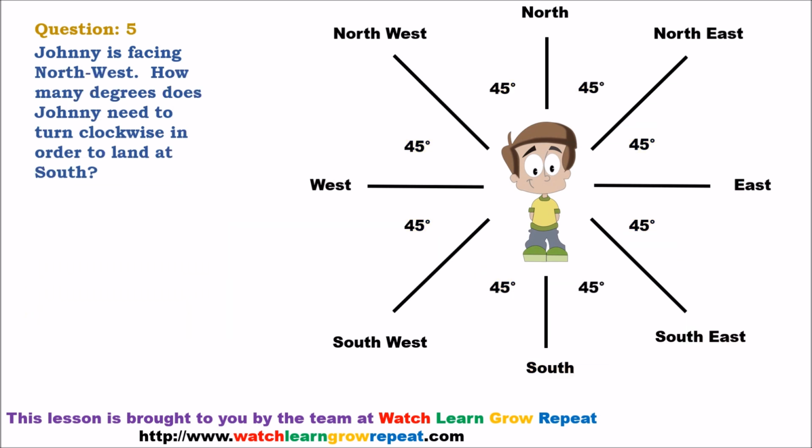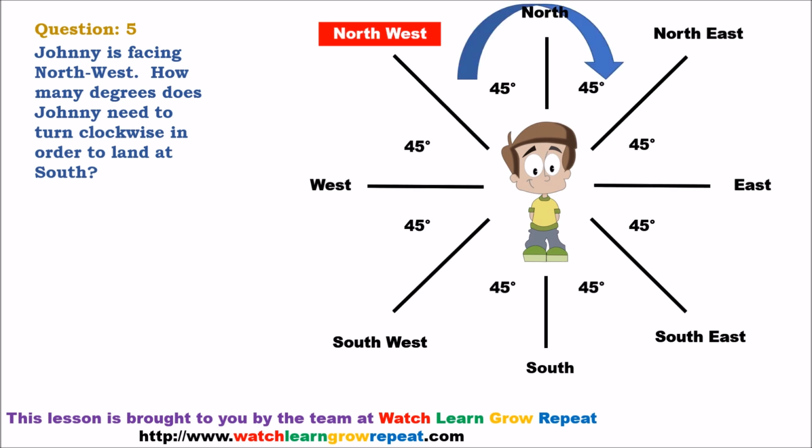Question number 5. Johnny is facing northwest. How many degrees does Johnny need to turn clockwise in order to land at south? So Johnny is facing northwest. He is turning clockwise and needs to end up at south. So let's approach this step by step.